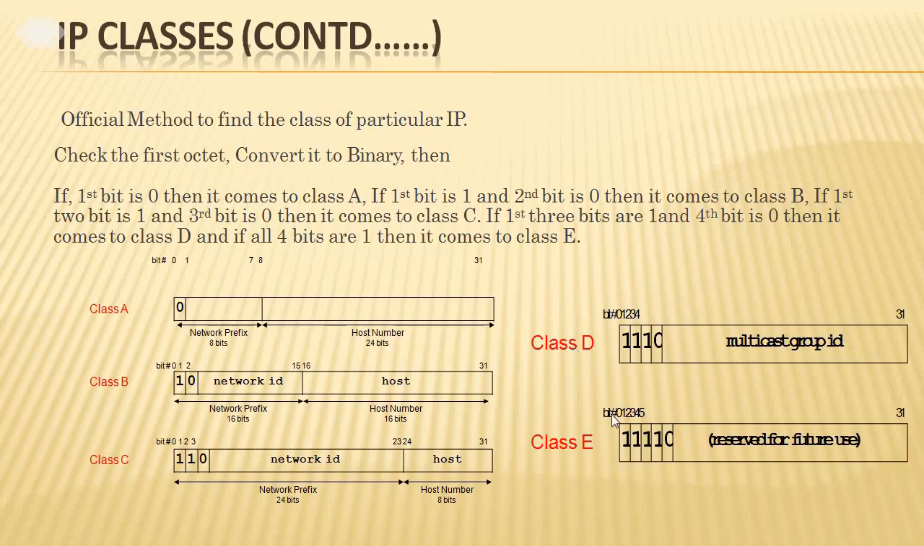In Class D, we can identify it by the first 3 bits being 1 and the fourth being 0, so the network engineer can understand it is related to Class D. Same in Class E, the starting 4 bits are 1 and the next is 0, which is reserved for further use, and Class D is used for multicasting group IDs. So these are the different classes, and this is how a network engineer can identify which class an IP address belongs to with the help of its starting and ending values.